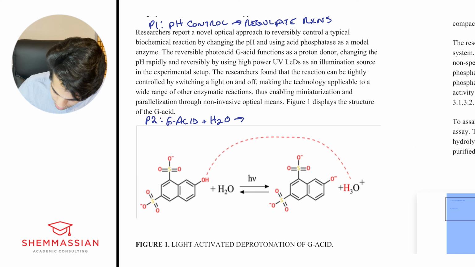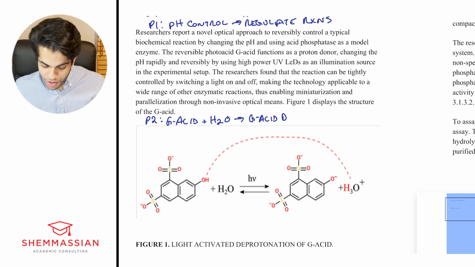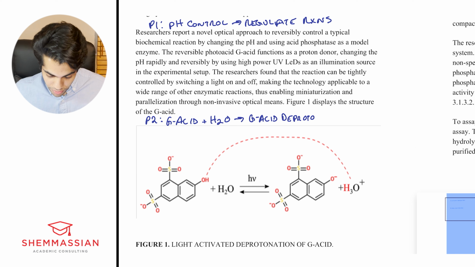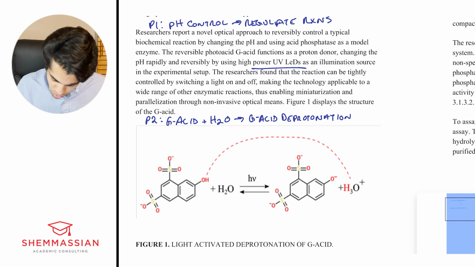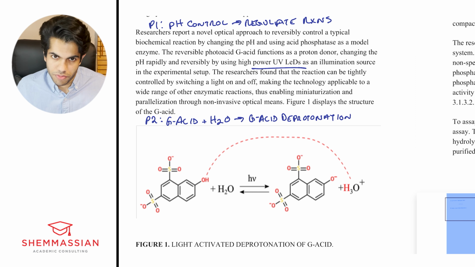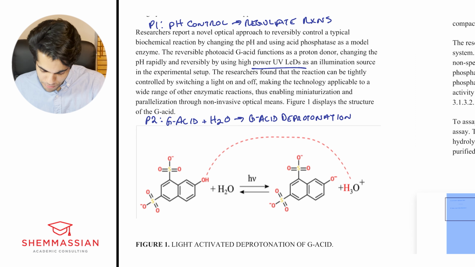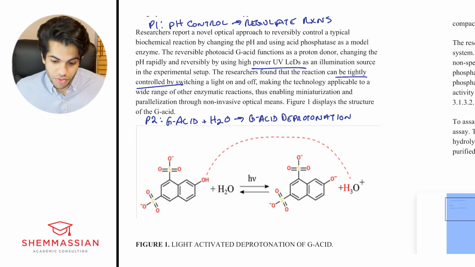And honestly, this Figure 1 right here is a great visual summary of the paragraph that we were given. And then the paragraph gives us some more information, such as using these UV LEDs and how this is a very tightly controlled experimental setup that they're using. But we don't really need to include all of that. I think the main idea is just this reaction that they put here for us. So with that out of the way, let's go ahead and move on to the next paragraph.